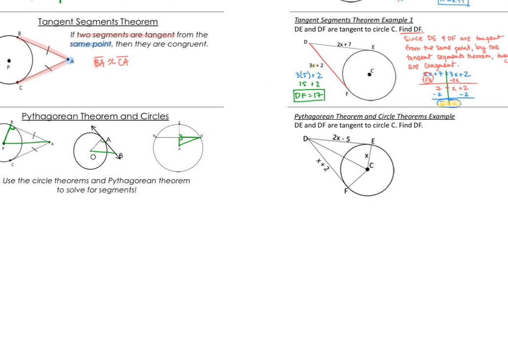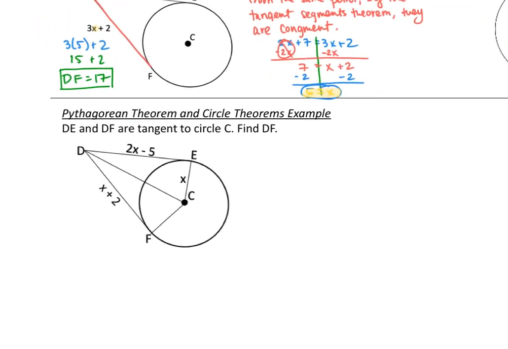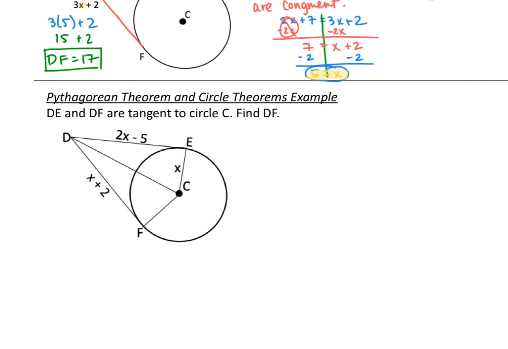So let's just see one more example here. This is applying a couple of theorems. It's applying the theorem that we just talked about, the tangent segments theorem, which states that when two lines are tangent from the same point, we know that these lines are congruent. And we're also going to use the theorem that states that when we have a line drawn tangent to a circle, it is perpendicular to the radius, which forms a right triangle here.